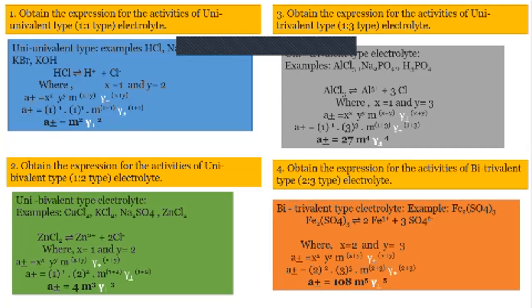Then the final answer: 2 square of 2 will be 4 and the cube of 3 will be 27. 27 into 4 will be 108, and m raised to 2 plus 3 will be 5, and gamma raised to 2 plus 3 is equal to 5. That's why the activity will be a plus or minus is equal to 108 into m raised to 5 into gamma plus or minus raised to 5. You have got this. Here we will stop.